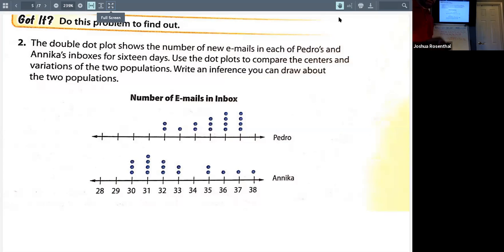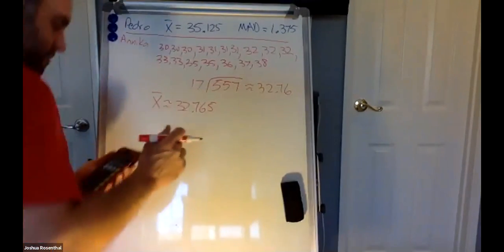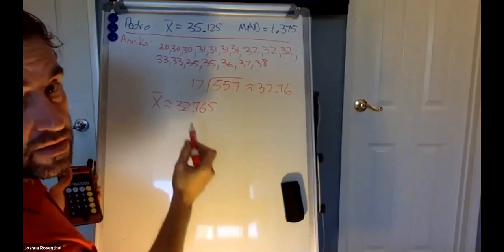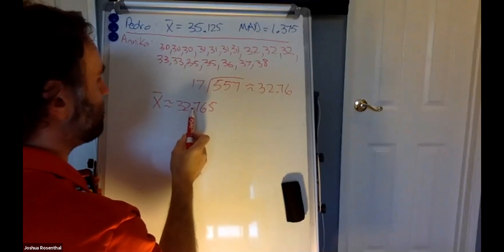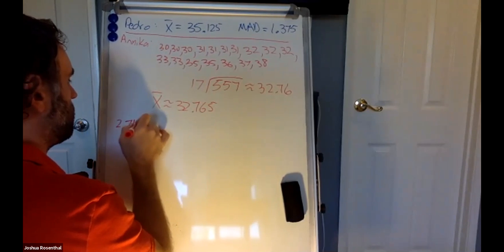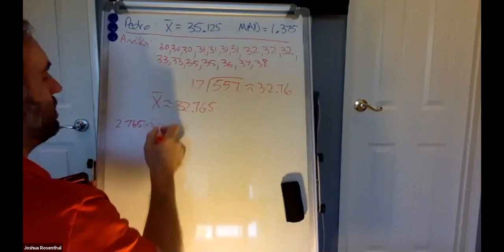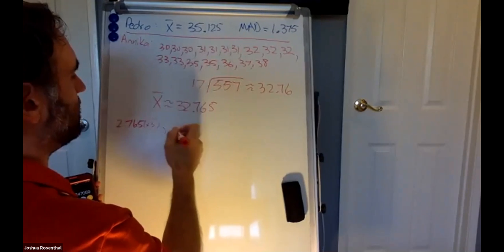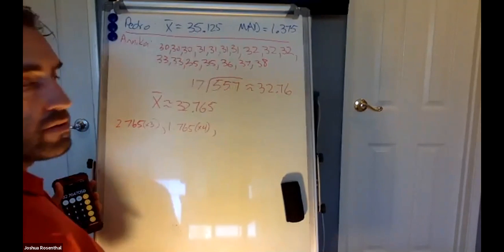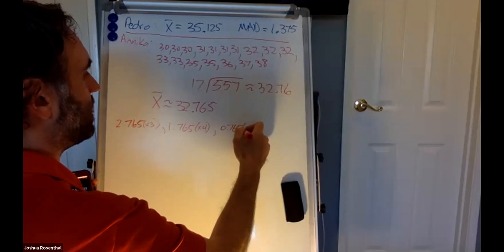So I am not going to share screen now. I'm going to have this angled down so you can see where I'm at. And then each data point is a certain distance from the mean. Okay, so 30 is 2.765 away, and we'll get three of those. Maybe I'll do a times three. And then 31 is 1.765 away times 4. Okay. 32 is 0.765 away times 3.